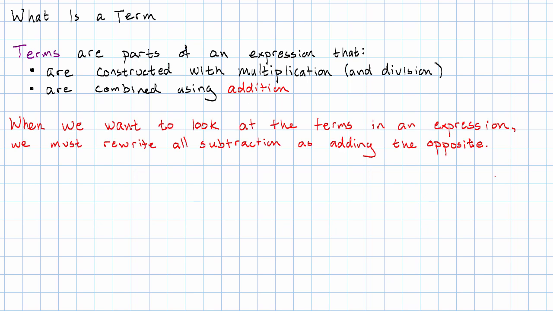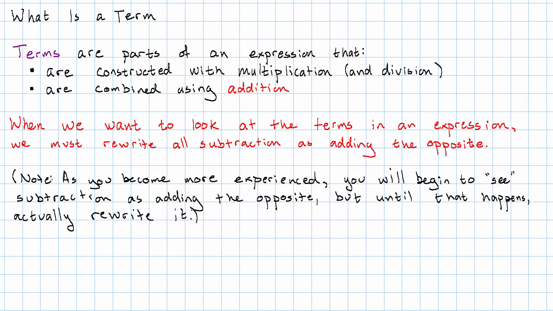When we want to look at the terms in an expression, we must rewrite any subtraction that we see as adding the opposite. As you become really experienced with this, you might not need to physically rewrite it. You might start to see subtraction as addition. But in the beginning, I want you to actually rewrite it. So, if we want to identify the terms in an expression, what do we do?